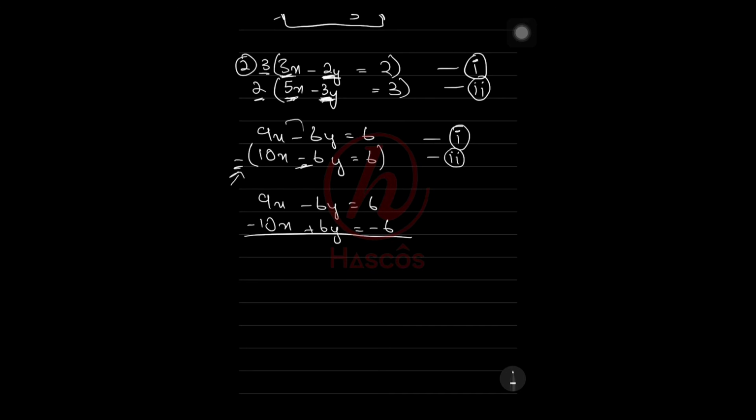Since the signs are opposite, we can cancel out negative 6y with the positive 6y, and then 9x minus 10x becomes a negative x. 6 minus 6 becomes a 0. Minus x equals 0. X equals 0. So we have the value of x, and we need to find the corresponding value of y.